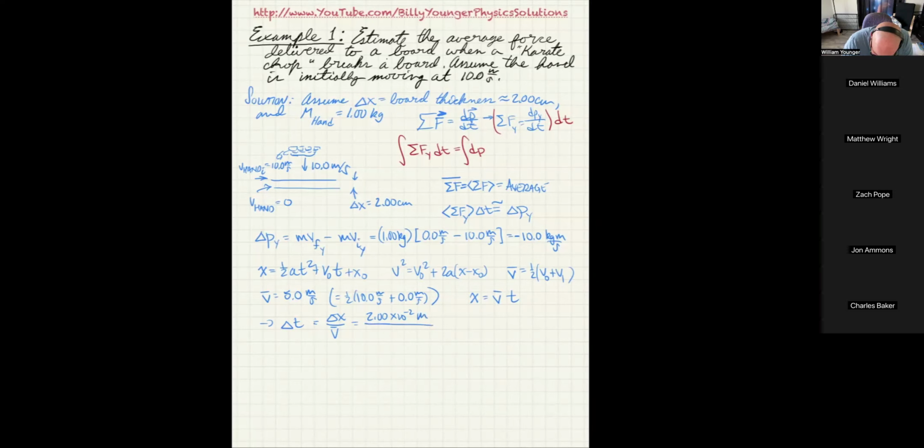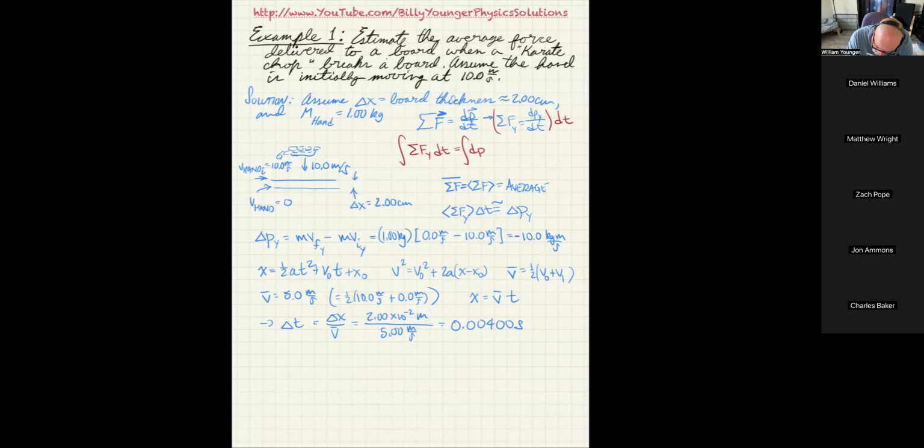And then I'm going to divide that by 5.00 meters per second. And when you do that, you can see, not too bad. You can do it on your own without the calculator even. So 2 times 10 to the negative 2 divided by 5 gives me 0.004 seconds. So that's actually how long it will take for the hand to traverse the thickness of the board.